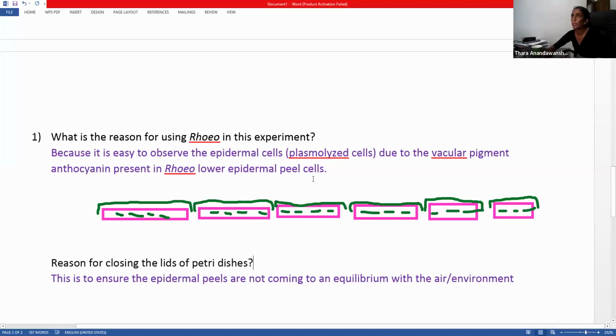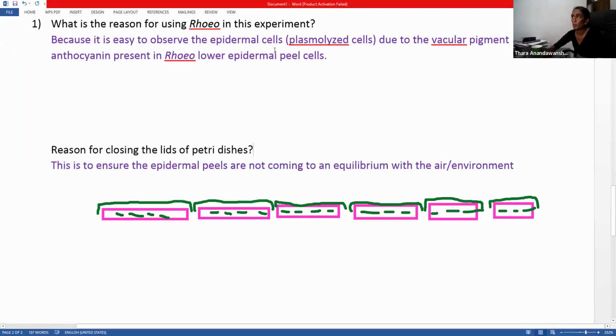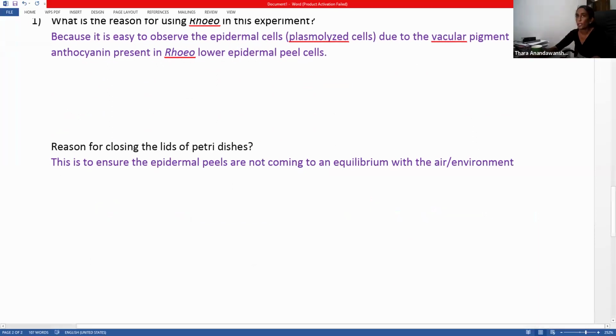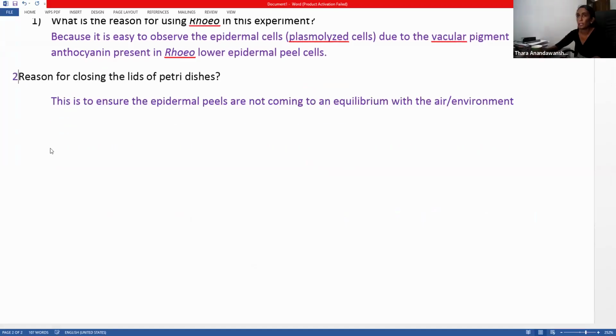Right. Okay. Right. Now we'll be moving to the next part. Now you are going to keep it for some time. How long are we going to keep it to come to an osmotic equilibrium? Can anyone tell me?